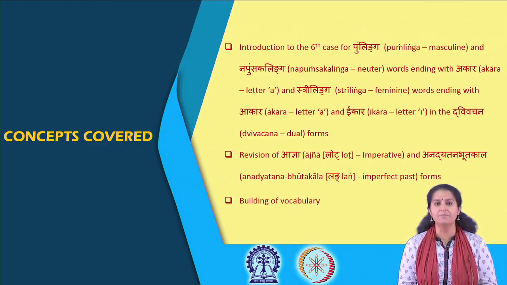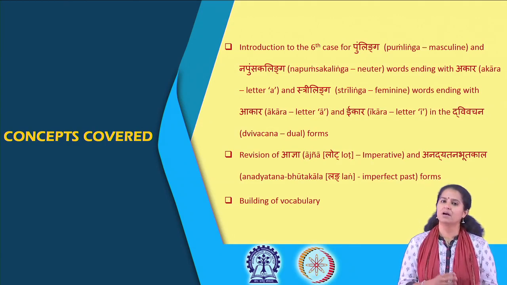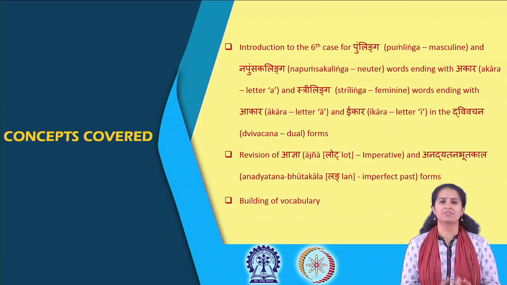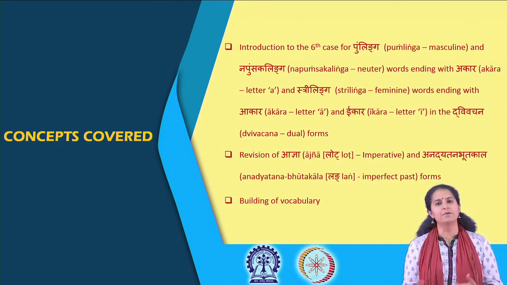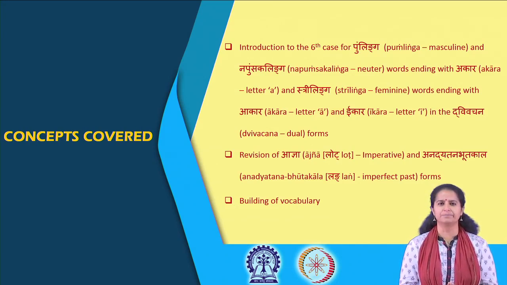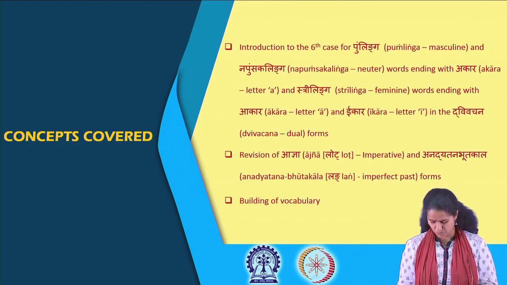So here we are going to do an introduction to the sixth case for the pullinga and neuter words ending with a, and also for the strilinga words ending with a and e in the dvivachana or the dual case, dual forms. And then we'll do a revision of the ajna, the imperative, and the anadyatana bhuta or the lang or the imperfect past forms. So the ajna is also known as the lot, as we have seen earlier. And then there is of course this intention of trying to build your vocabulary also.